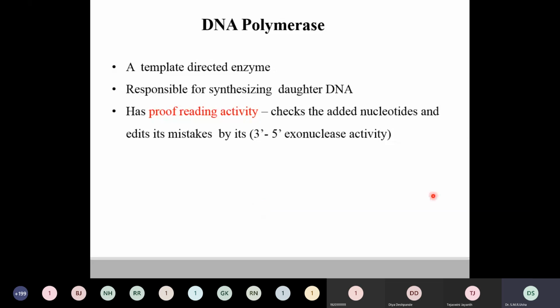Proofreading activity. As I told you, if the DNA polymerase adds a wrong nucleotide, it will check it and edit the mistakes by its 3 prime to 5 prime exonuclease activity. You don't need to know this, you have to understand it. You can just say proofreading activity and editing.